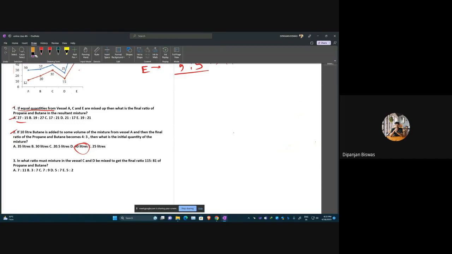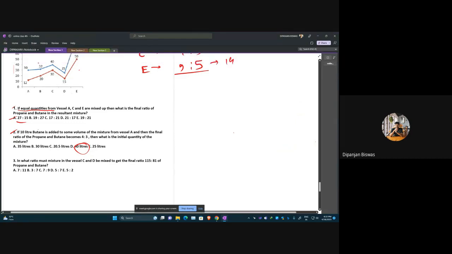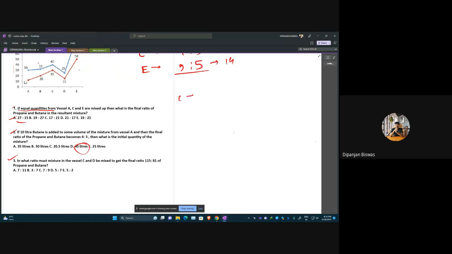Okay. Moving to the last question. In what ratio must mixture in vessels C and D be mixed to get the final ratio 115:81? So in vessel C, we have the ratio 4:3, and in vessel D, we have the ratio 25:15, which divided by 5 we should be getting 5:3.